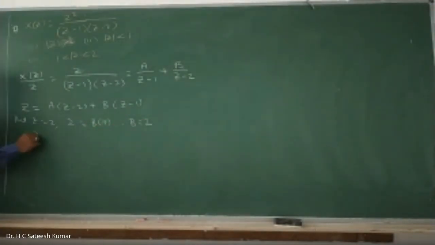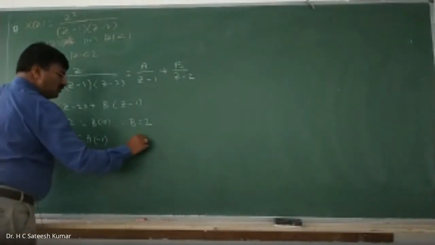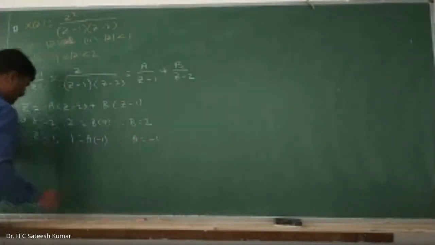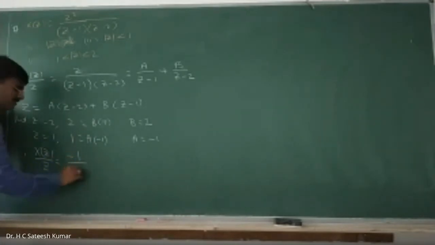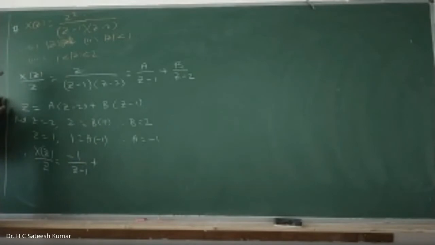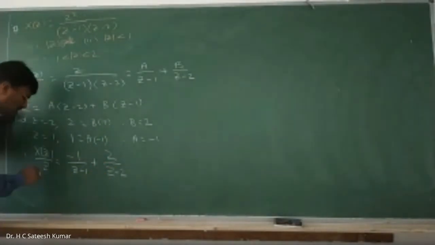Put Z is equal to 1. Z is equal to 1, what do we get? 1 is equal to A into 1 minus 2, which is minus 1. Therefore, A is equal to minus 1. Therefore, X of Z by Z is equal to minus 1 divided by Z minus 1 plus 2 divided by Z minus 2. Now you cross multiply this Z.